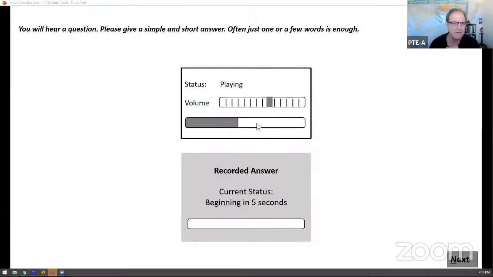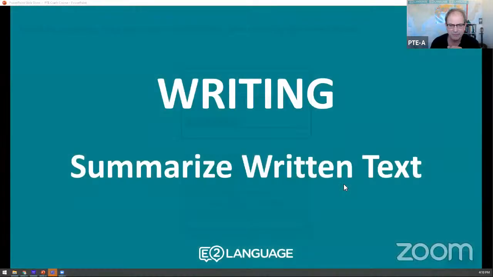Answer short question is the final one. With this one, you need to know the answer. And if you don't know, guess, because it's not negatively marked. You won't lose a point, but you won't gain a point if you don't say anything. So you'll hear a question, give a simple and short answer. You can include an article, or you can just speak the noun or the answer directly into the microphone. You've only got 15 seconds to give that response.